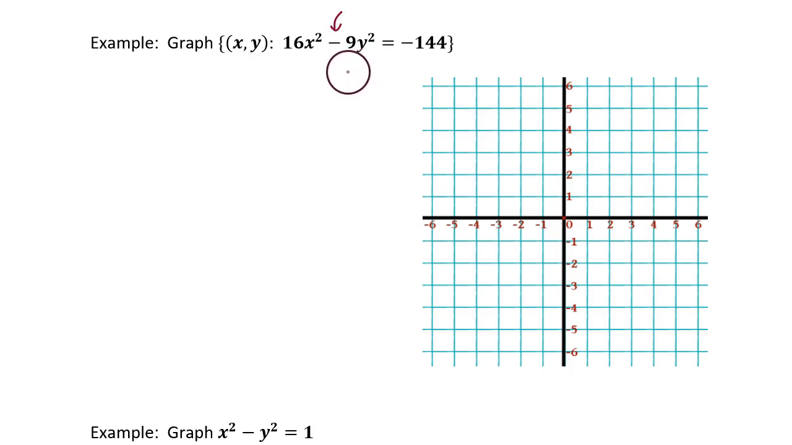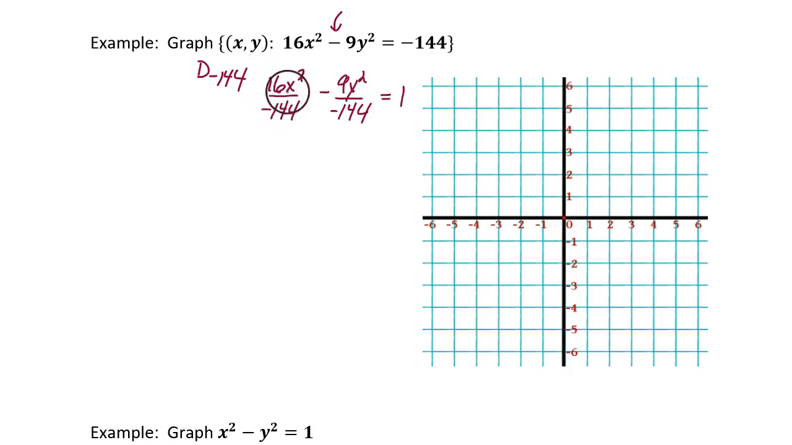Let's make standard form. In standard form for a hyperbola, it's equal to 1. So let's divide by the -144. That'll make a 1 on the right side. We will get 16x squared over -144 minus 9y squared over -144, and that's equal to +1. This isn't quite the format that we want yet. We don't want to have a coefficient in front of the variable in the top. We only want to have a number in the bottom.